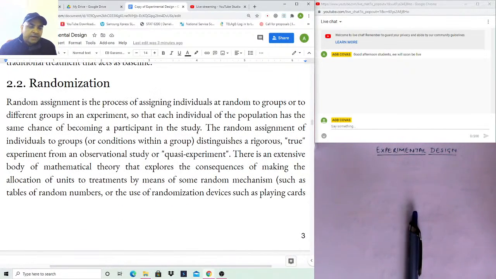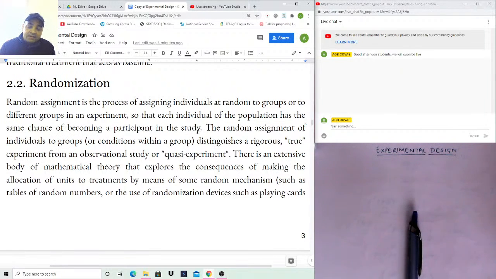So then comes your randomization. Random assignment is the process of assigning individuals at random to a group or to different groups in an experiment, so that each individual of the population has the same chance of becoming a participant in the study, right? The random assignment of individuals to groups or conditions within a group distinguishes a rigorous true experiment from an observational or quasi experiment. Sometimes you do not assign, you simply observe that this is happening, for example in this age group this is happening, in that age group that is happening. So that makes your observational study or a quasi experiment.